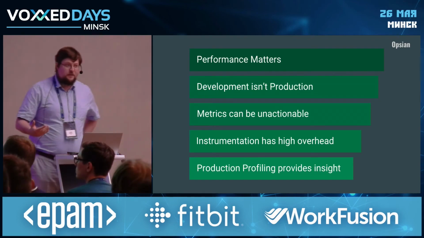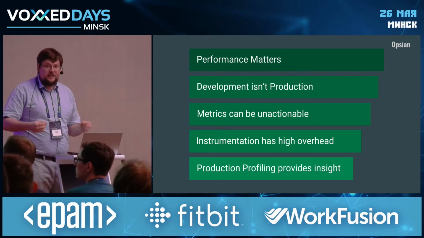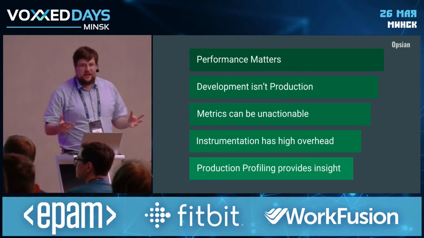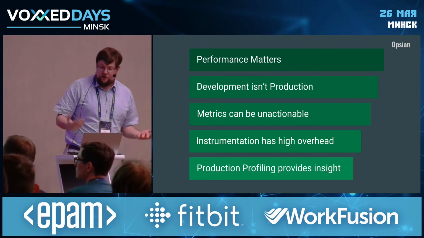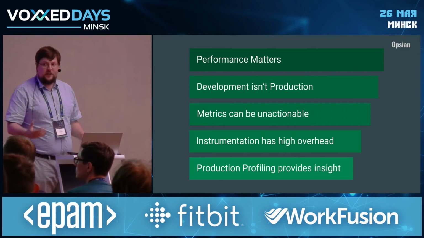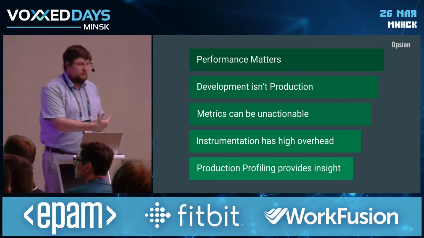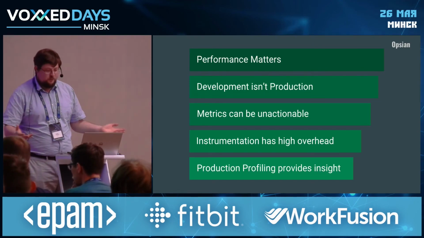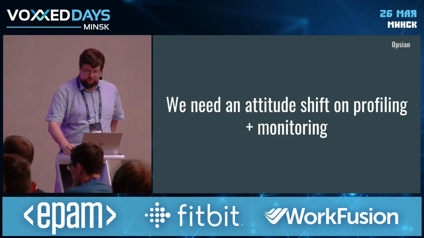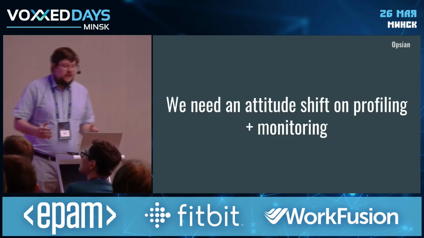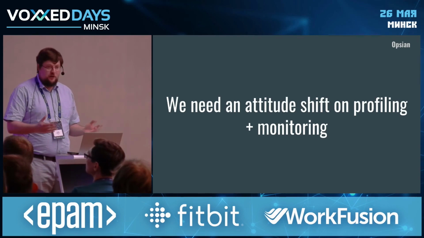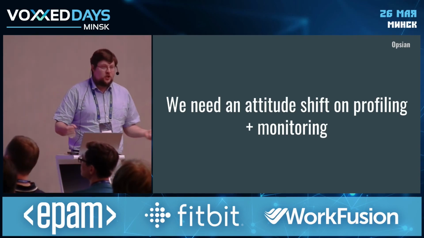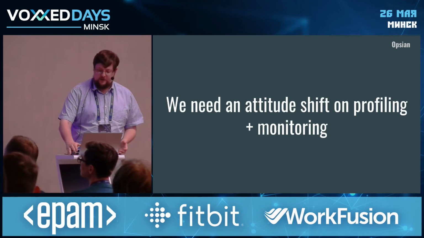Instrumentation, like traditional APM tools offer, is really great. It gives you visibility, observability, but on the other hand, it can often have a very high overhead. Production profiling can solve that problem. It can give you actionable insights, like where in your code do you look at to solve the problem. I think we need a bit of an attitude shift on profiling and monitoring. Thinking about doing profiling in production and all the time. Okay?